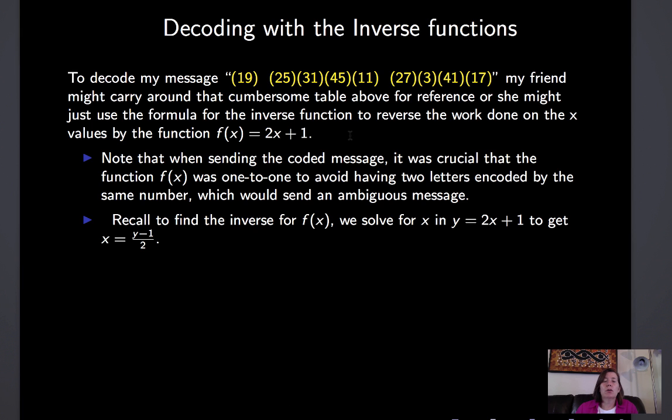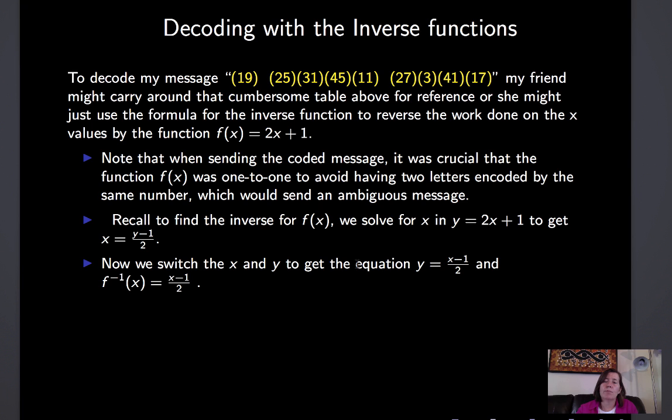So recall that to find an inverse function for f of x, to undo the work that I did on each of these numbers with f, we first solve for x in y equals f of x, and when we do that, it's simple algebra, we get x equals y minus 1 over 2, and now we know that that's f inverse of y, and we switch the x and the y to get a formula for f inverse of x. So f inverse of any number is that number minus 1 over 2.